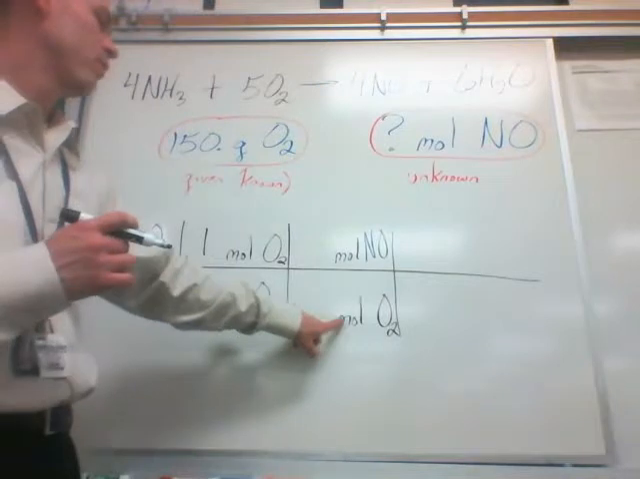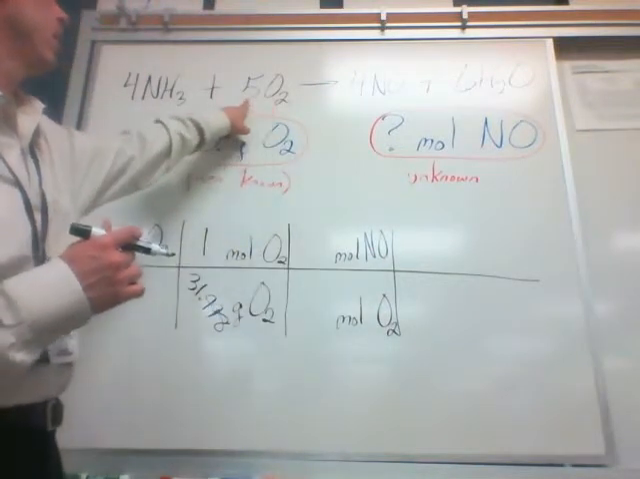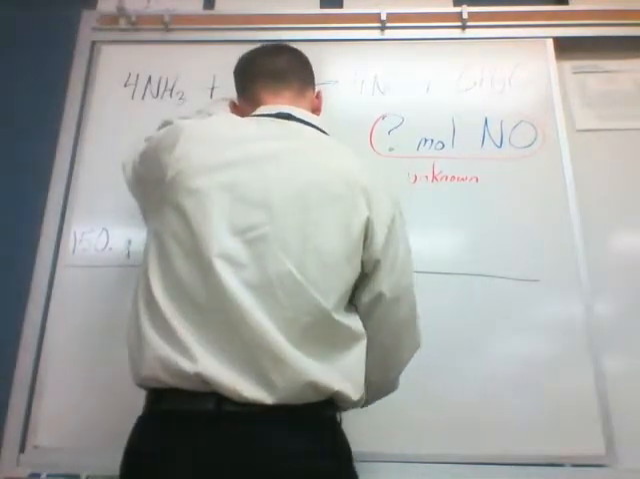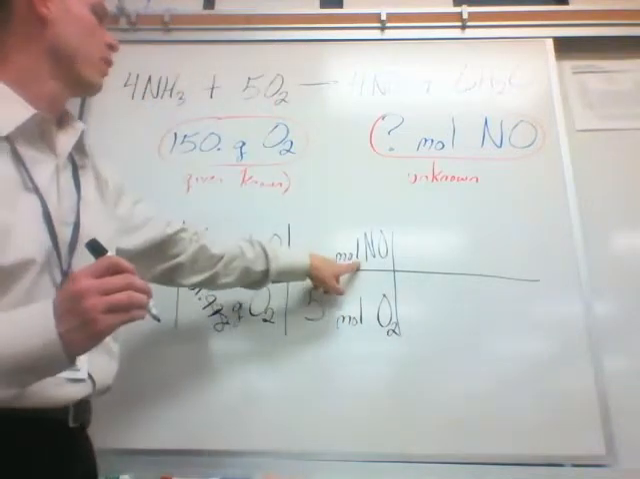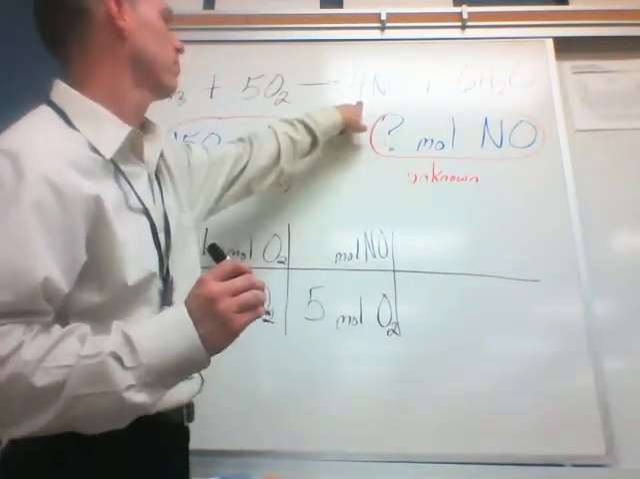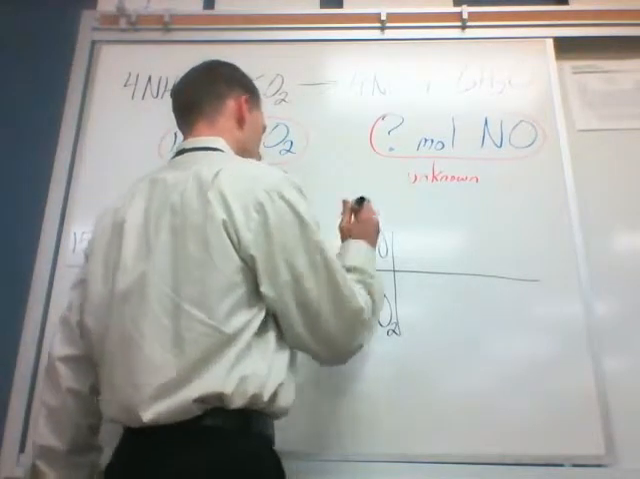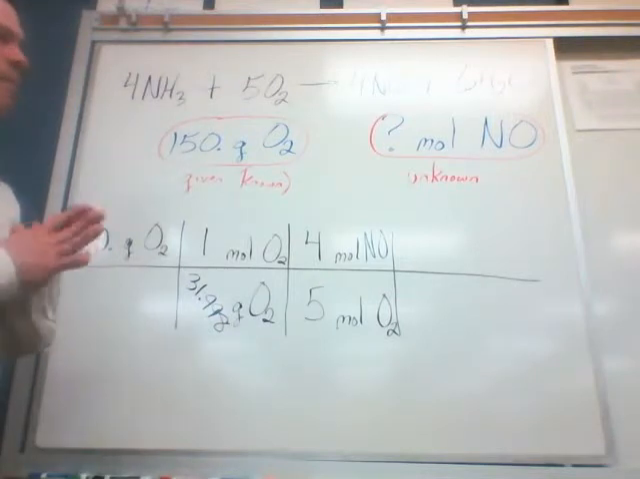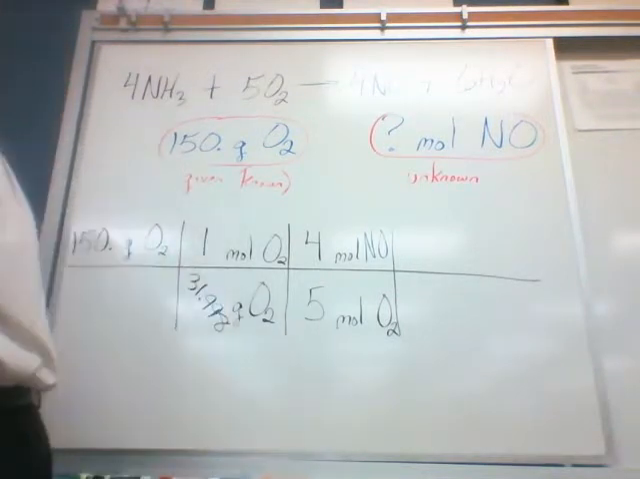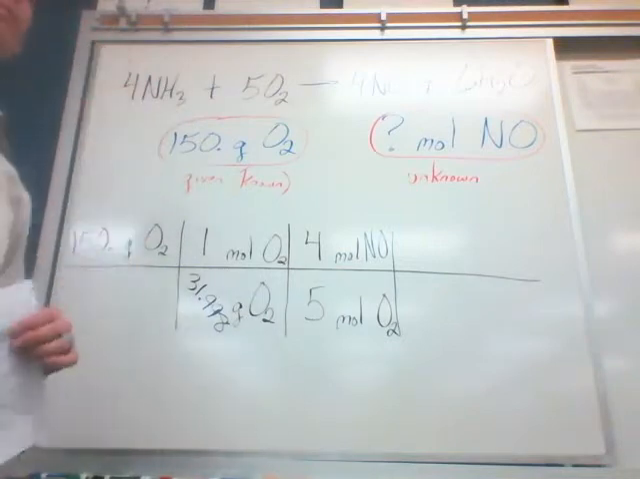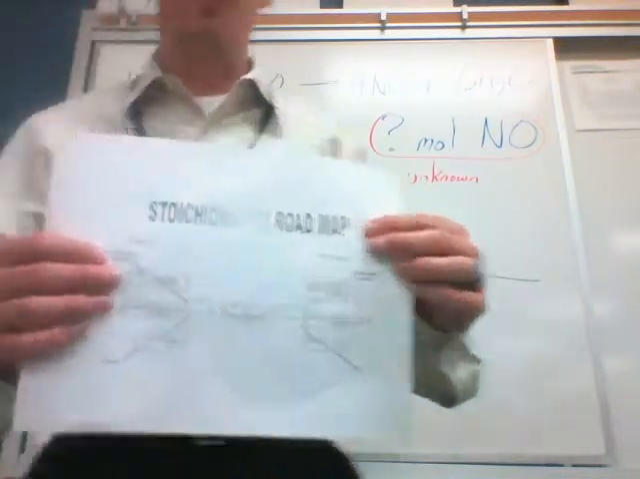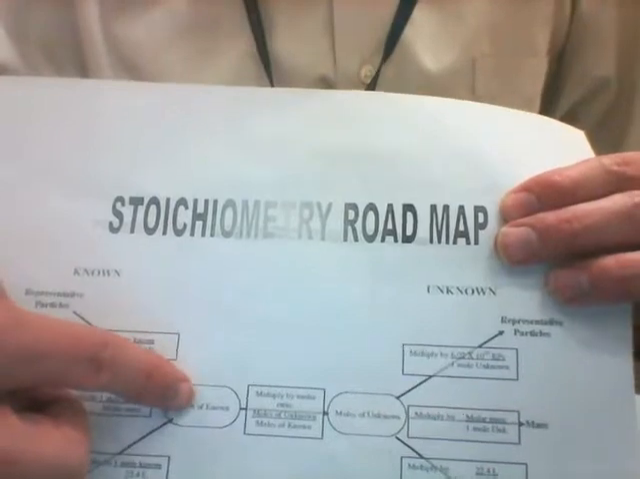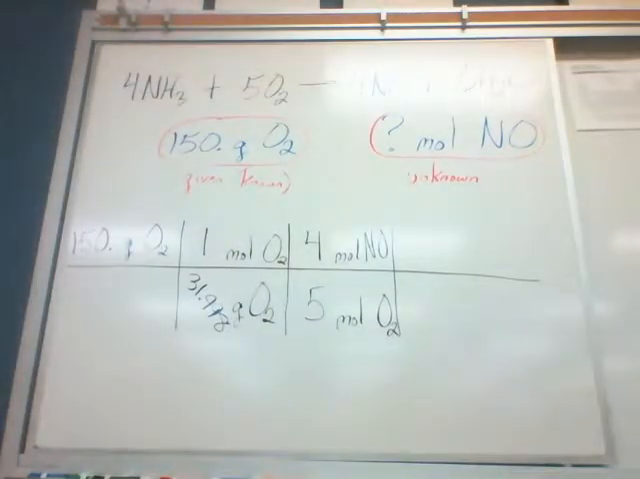On the bottom, what's the coefficient of O2 up here? It's 5. On the top, we want the coefficient of nitrogen monoxide. 4. Now, by getting those squares filled, we have moved from here across to here. We've moved from here to here. Now, hey, look, sometimes we get to end here.